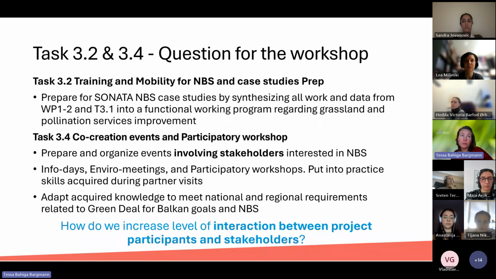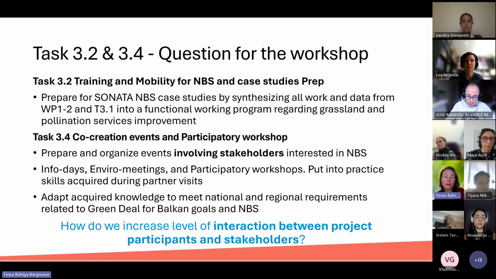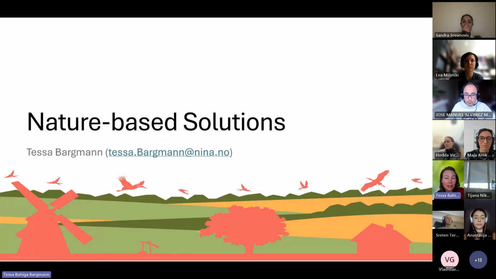As related to tasks 3.2 and 3.4, today it's mostly focused on the physical workshop, on how we're going to interact with stakeholders. So we want to spend a lot of time on that as well. That was the introduction to both workshops at a higher level. We want to discuss this at the end as well, so if you have any input, especially on the physical workshop, that would be very much appreciated. But I'm just going to get started on nature-based solutions now.